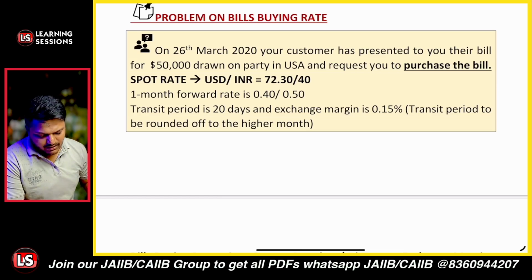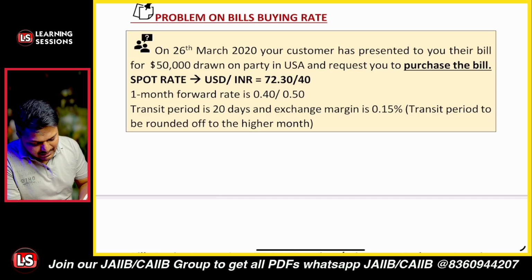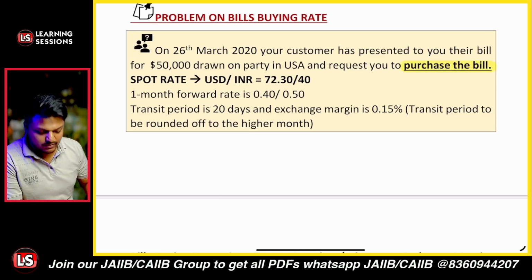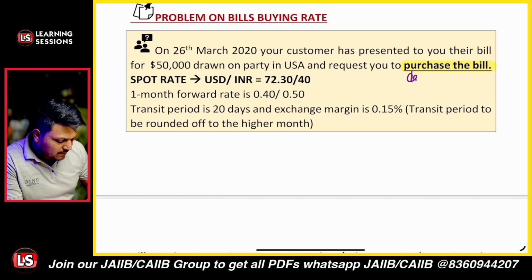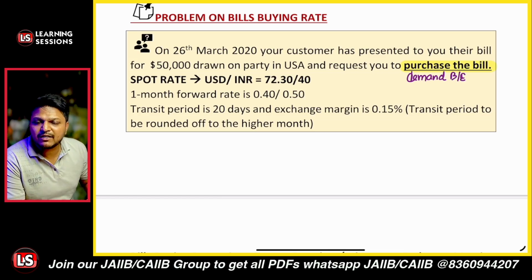Now, on 26th of March 2020, your customer has presented to you their bill for 50,000 USD drawn on a party in USA. They request you to purchase the bill. When we are talking about purchasing the bill, you must understand what type of bill this is: demand bill or usance bill. I just told you it's the case of the demand bill, because it's about purchasing. The naming says purchasing is done for the demand bill of exchange. And if they had used the word discounting, it would mean a usance bill was there.